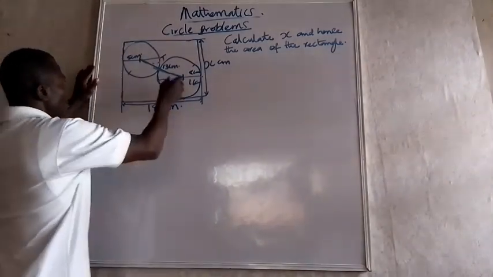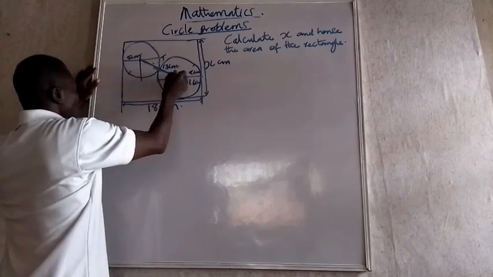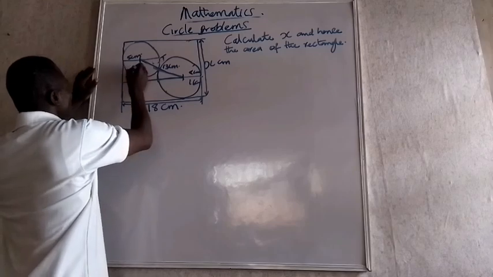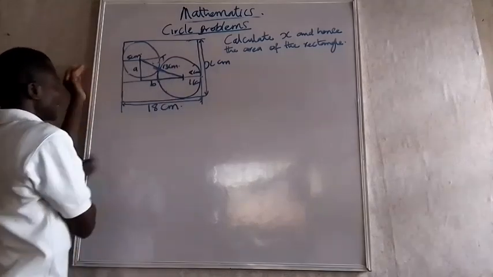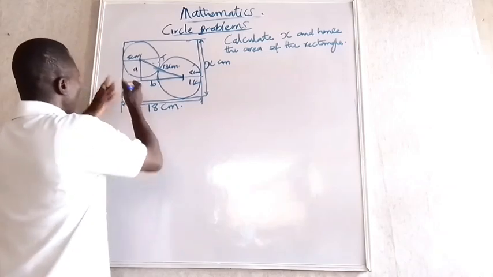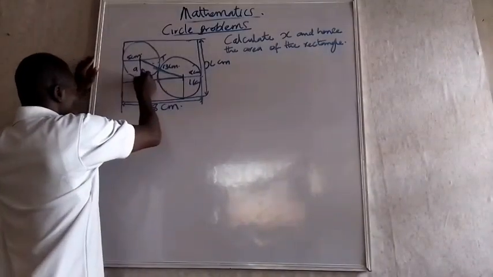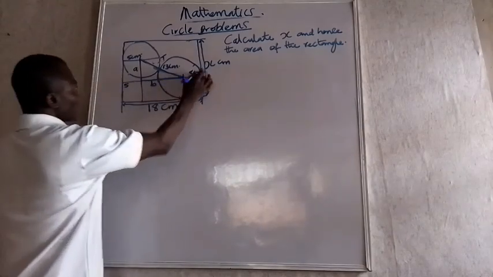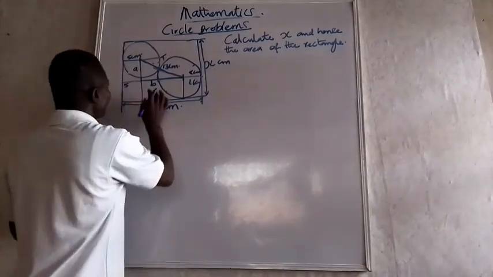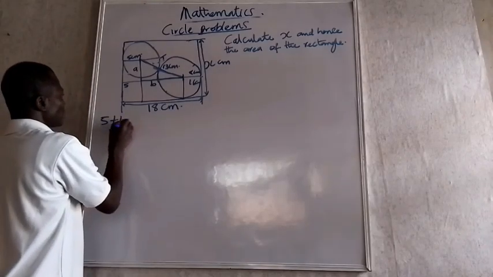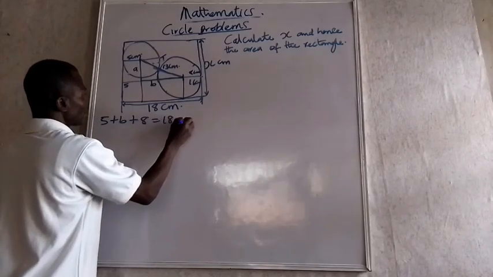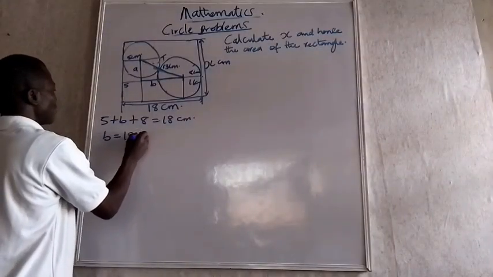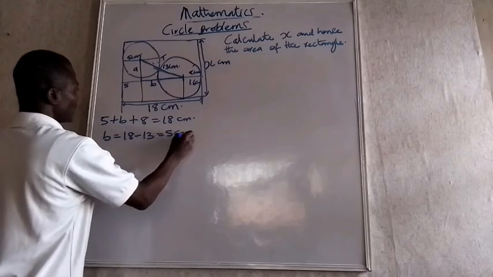With this, we also know one thing. Let's make this place. We know that this place is 13 centimeters. We can calculate B. We can calculate A now. From here, let's see. We can see that from this place to this place is 5. From this place to this place is 8. So we can find B by saying 5 plus B plus 8 is equal to 18. So from here we can see that B is equal to 18 minus 13, which is 5 centimeters.